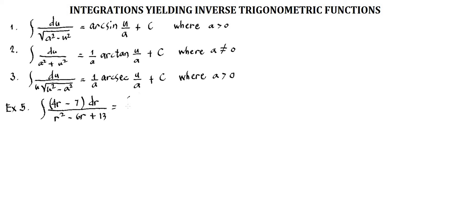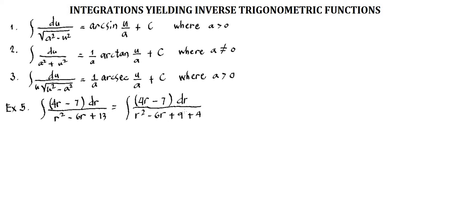So, integral of 4r minus 7 and then times dr divided by r squared minus 6r. So, sa completing the square, itong coefficient ng r, gagawin natin, di-divide natin sa 2. So, itong 6, di-divide natin sa 2. 6 divided by 2 ay 3. Pagkatapos, yung 3 square natin. 3 squared ay 9. So, plus 9. So, yung 9 na ito, hihiramin natin sa 13. So, matitira na lang yung 13 ng 4.